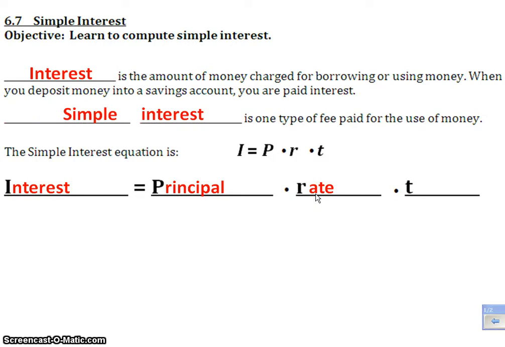But when we use a percent in an equation, remember that that should be written as a decimal. T stands for time. This time is in years. So if we're given 6 years in the problem, our time would be 6. But if we are given 6 months in a problem, our time in years would be 0.5, half a year. One easy way to remember this equation is the term IPRT. I-P-R-T. IPRT.